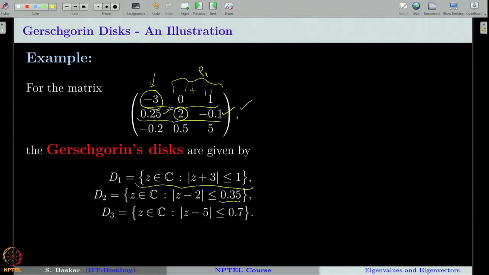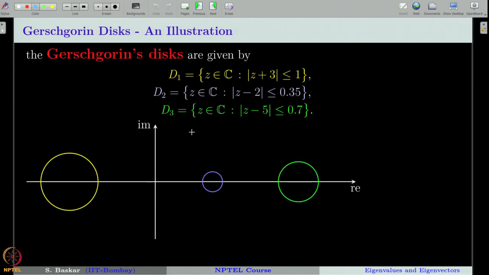That gives you the radius as 0.35 and the center is 2. Similarly, the disk D3 is given by the set of all z in C such that mod z minus 5, where 5 is the center, is less than or equal to mod 0.2 plus mod 0.5, that sums to 0.7, which is the radius of the disk D3, right. So, this is the set of Gerschgorin disks for the given matrix.